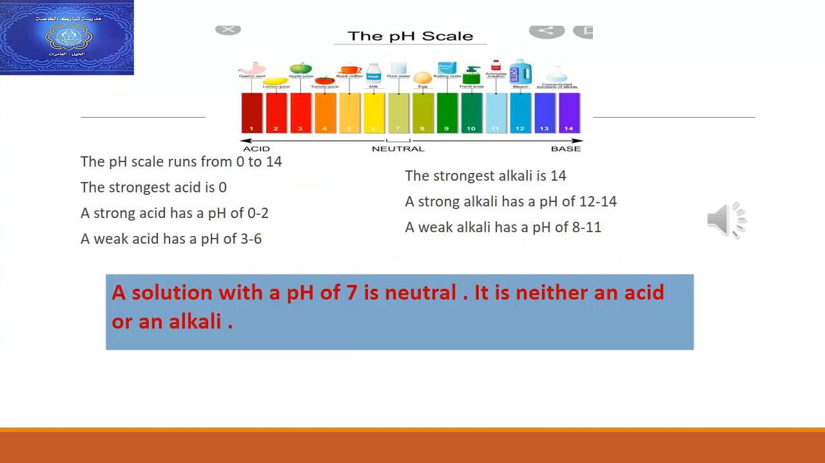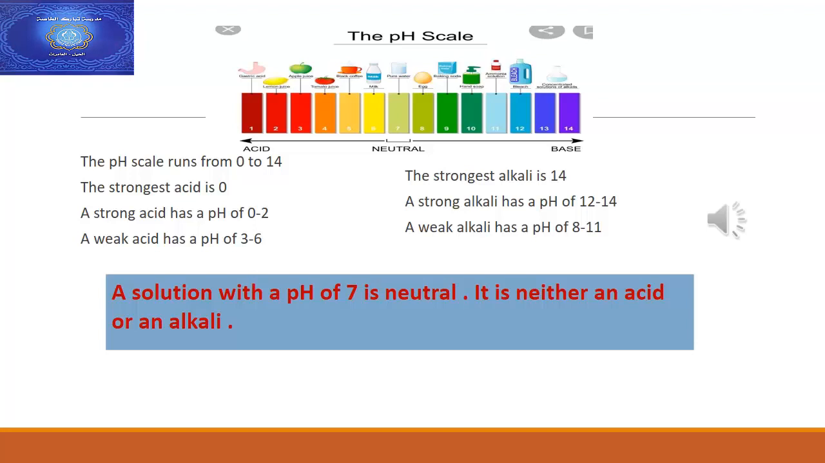Now we have to check how we can detect the strength of acid and alkali using the pH scale. I gave one pH scale here. You can see here 1 to 14. The pH scale runs from 0 to 14. If it goes left, what does it mean? The substance contains more acid. If it moves to the right side, it contains more alkali.